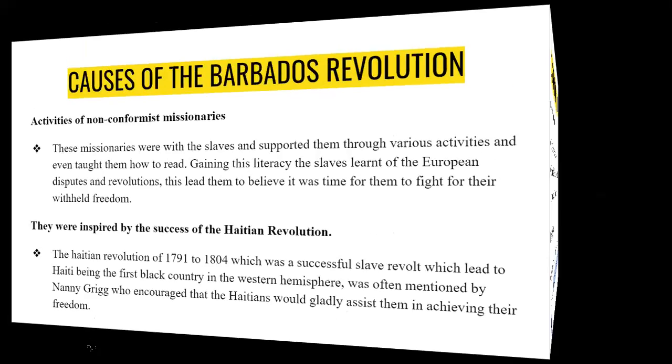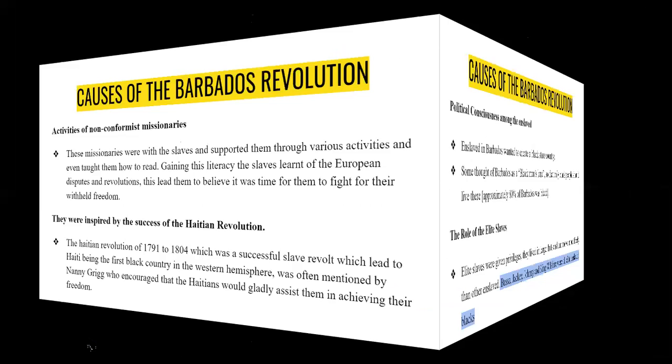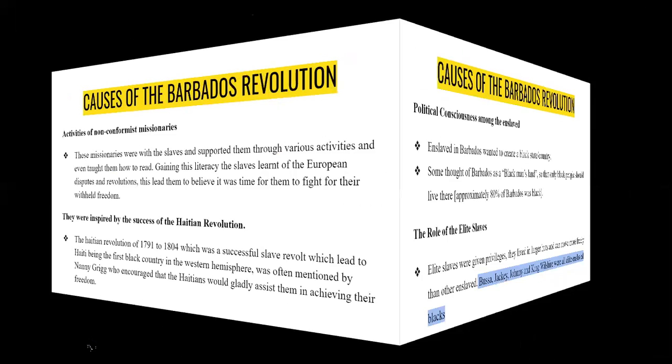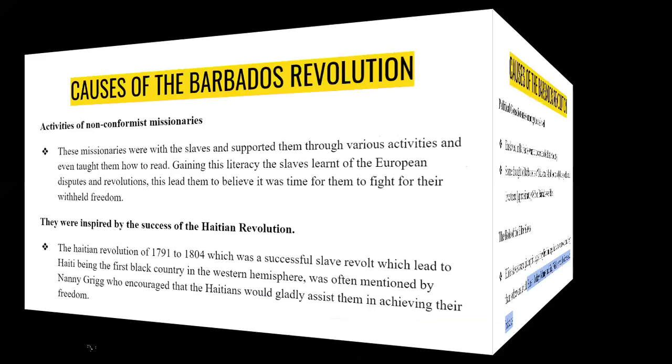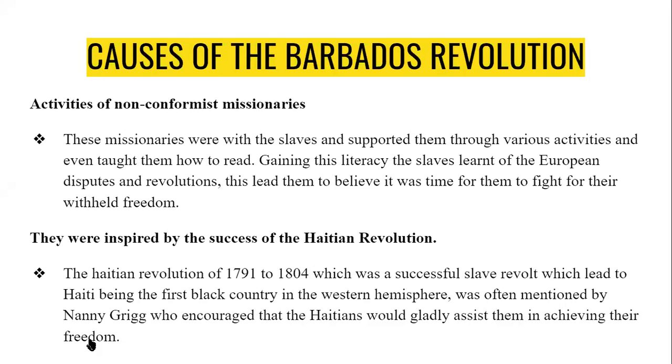Next, they were inspired by the success of the Haitian Revolution. The Haitian Revolution of 1791 to 1804 was a successful revolution which led to Haiti becoming the first Black country in the Western Hemisphere to abolish slavery. The success of this revolt, which was often mentioned by Nanny Grigg, encouraged the slaves to fight for their freedom.